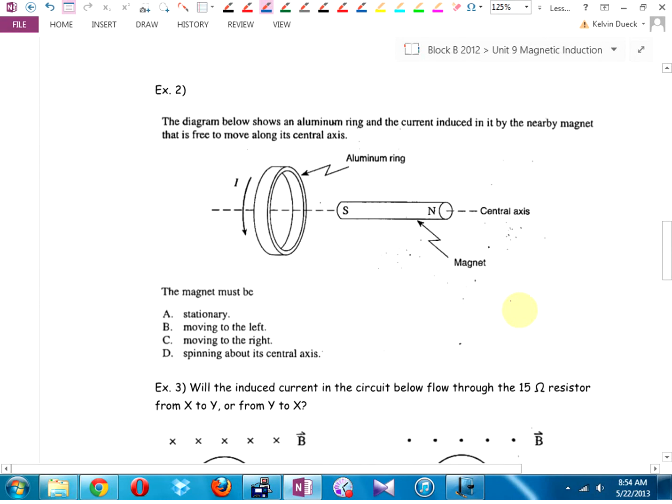Example 2. This diagram shows an aluminum ring and the current induced in it by the nearby magnet. Now that magnet is free to move left or right. We don't know which way it's moving, but they have told us which way the induced current is.